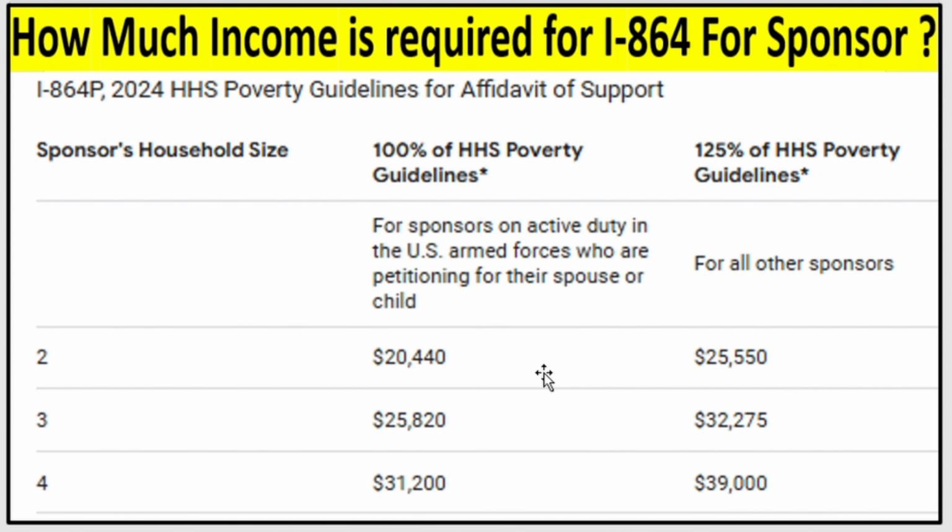To check your income, it is very important to check your income before you file any version. How do we do that? It is very simple. Just go online and type I-864P and click on it, and it's going to take you to this page right here. For example, for two people, you need 125% of the HHS poverty guideline. So for two people, you need 25,550. I'm not talking here about the U.S. Armed Forces. So I'm talking only about people. For three people, you need 32,275.